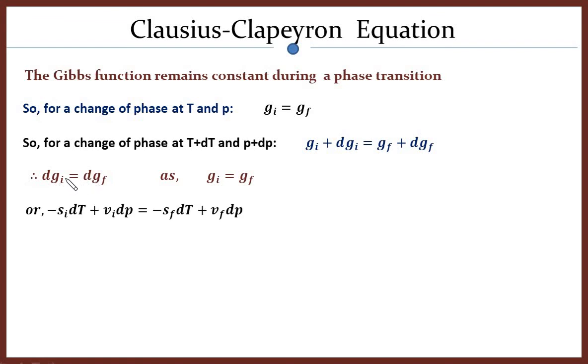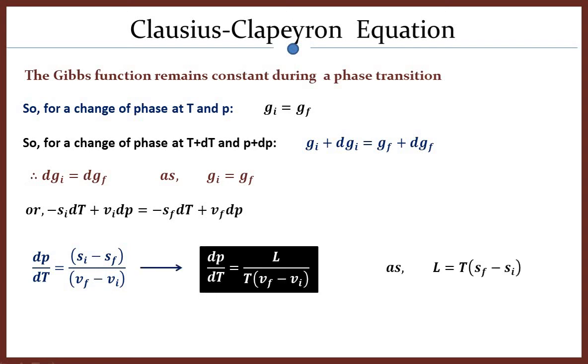And we have just derived the expression for dz. So we will utilize that expression, which is equal to minus Si dT plus Vi dP. Similarly for dGf. Now from this relation we can write dP upon dT. Just collect dP on one side and dT on the other side, and make the relation for dP upon dT, which will be equal to Si minus Sf upon Vf minus Vi.